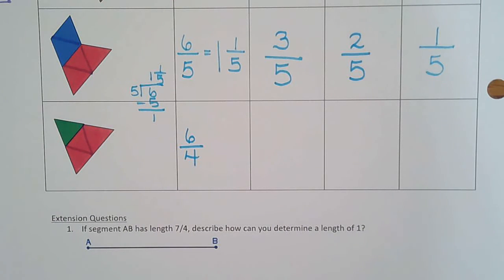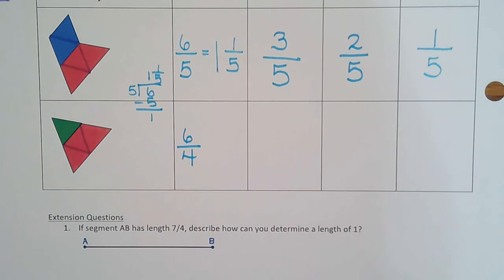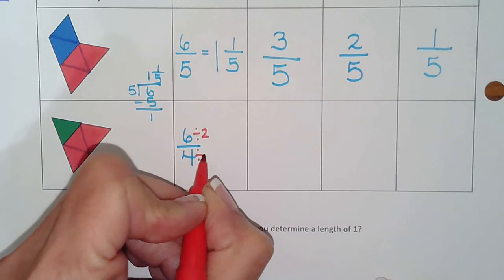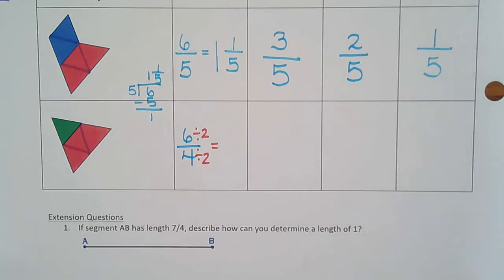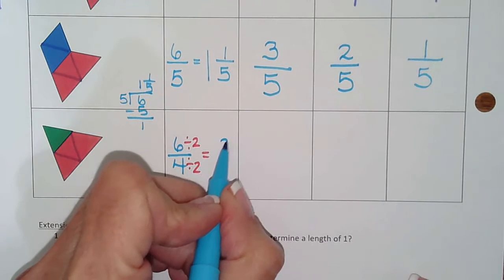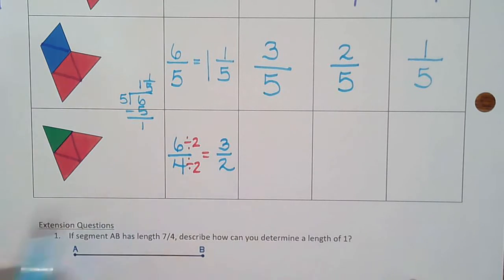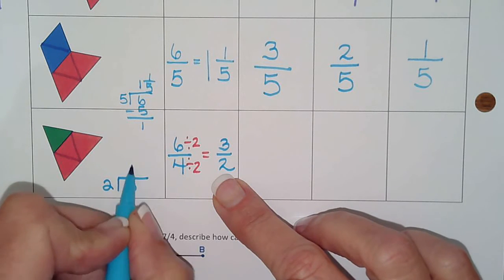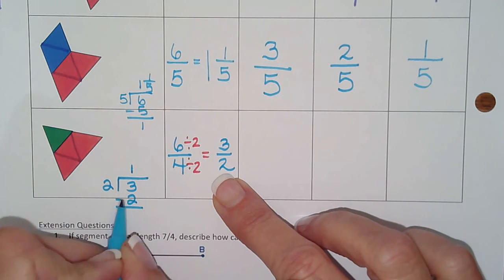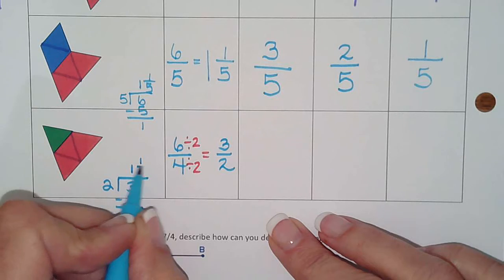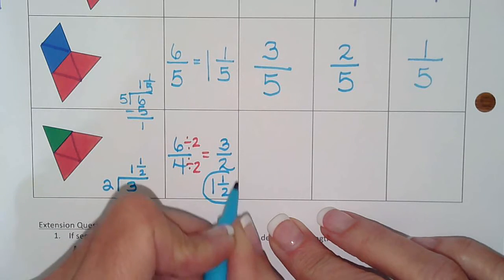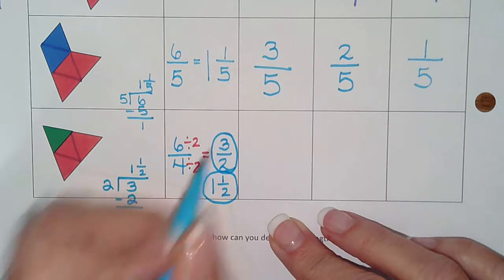So let's simplify first. What goes into both 6 and 4? What's their common factor? 2, right? So divide by 2, divide by 2. So we get 3 over 2. So that could be the answer they want, or we can do division. 2 goes into 3 once. 1 times 2 is 2, and we get 1 and 1/2. So one of those 2 answers is what they want, either 1 1/2 or 3/2.